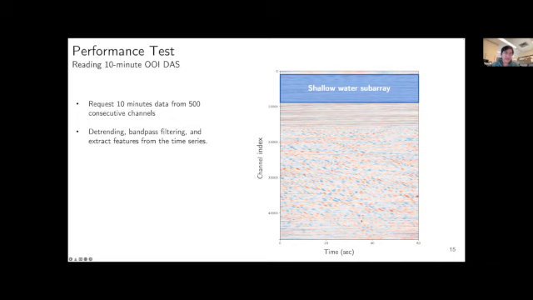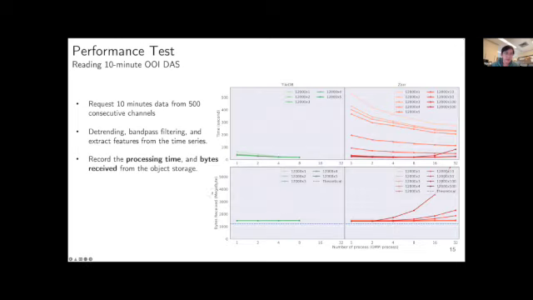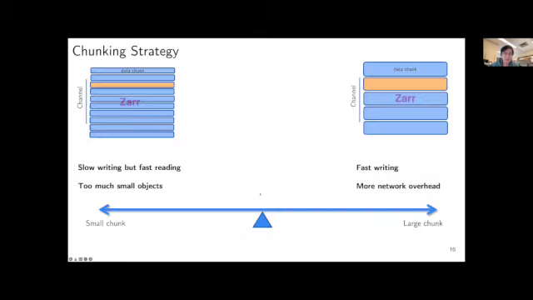We also test the reading performance by requesting 10 minutes of DAS data from our object storage from all 47,000 channels. We only request a 5,000 subarray from the shallow water segments. And we apply detrending and bandpass filtering and extract some features from the time series. And we track the time to finish the data querying as well as the bytes received from the object storage. So the strategy for Zarr can be summarized as follows.